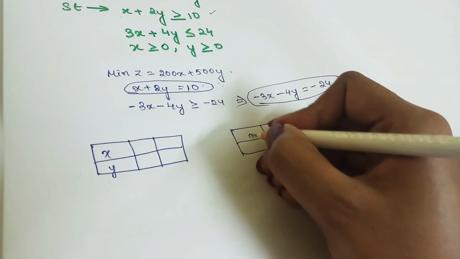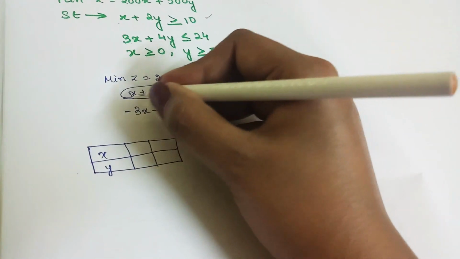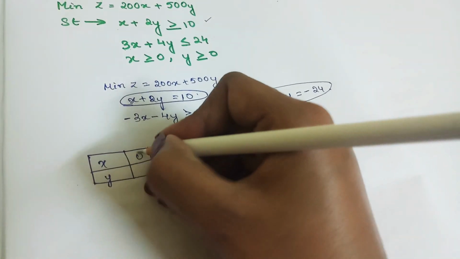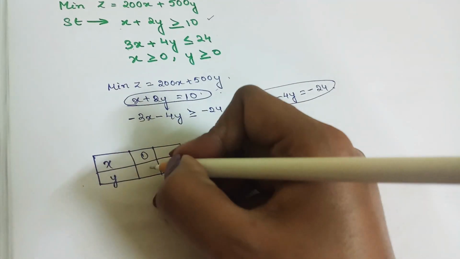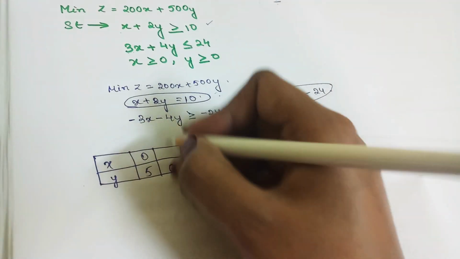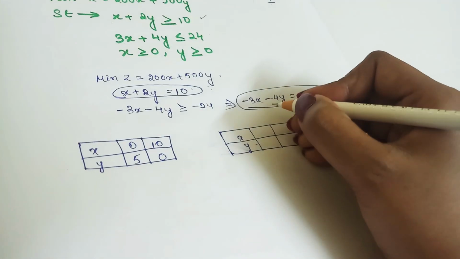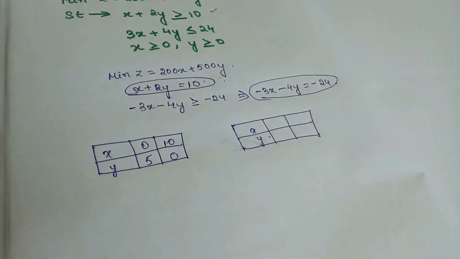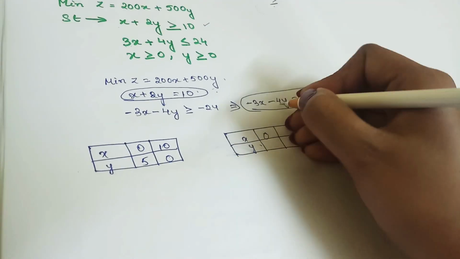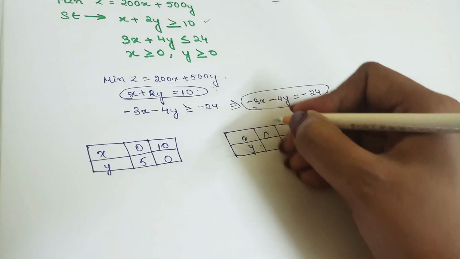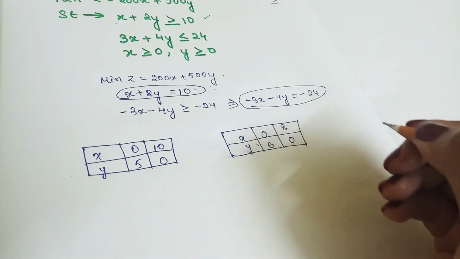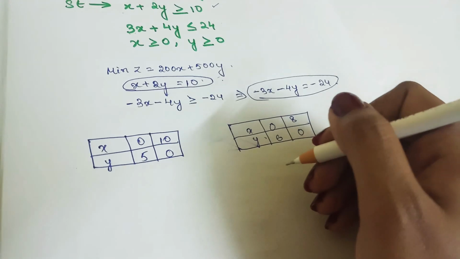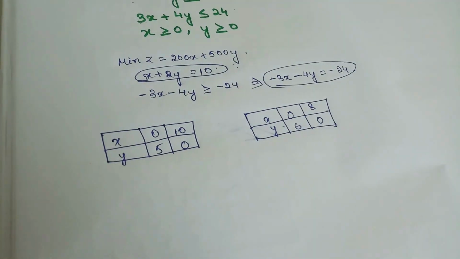x, y, x and y. Right, let's see the first one. When x is equal to 0, 2y equal to 10, y will be 5. When y is equal to 0, x will be 10. For this one, when x is equal to 0, y will be 6, and when y is equal to 0, x will be 8. Now the next step is I'm going to plot the graph.